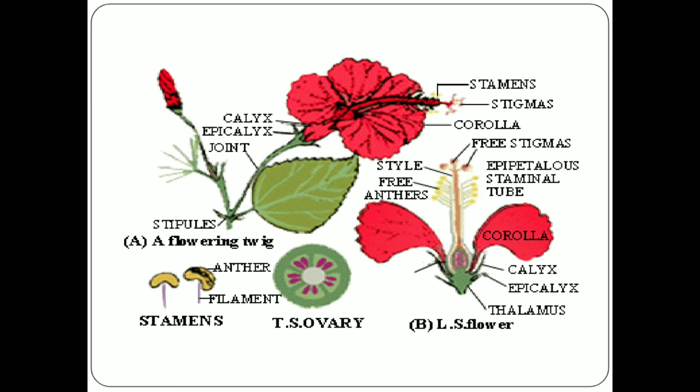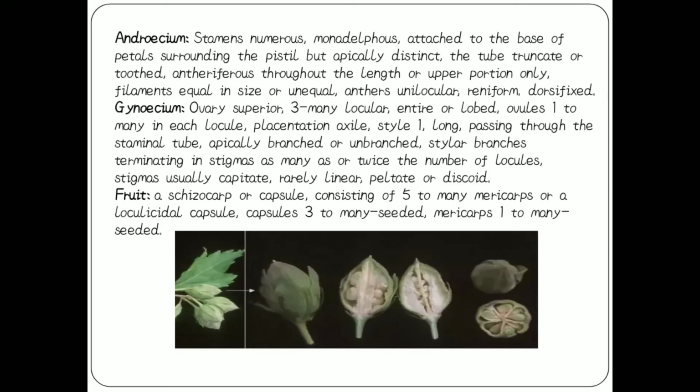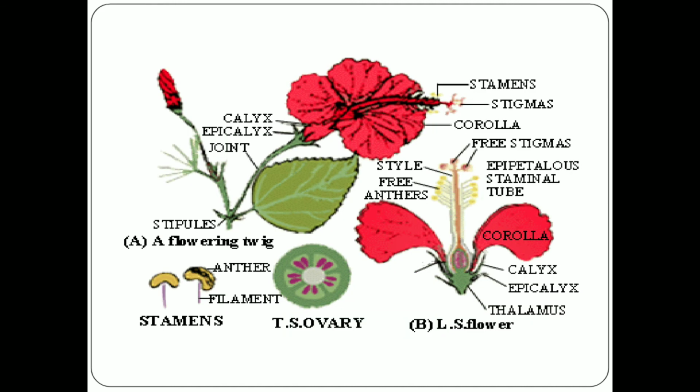Now, this is the entire plant flower of Hibiscus rosa-sinensis. Then the yellowish bean shaped structure shows the structure of the anther. Then the green color shows the transverse section of the ovary, and this last one is the lateral section of the flower.